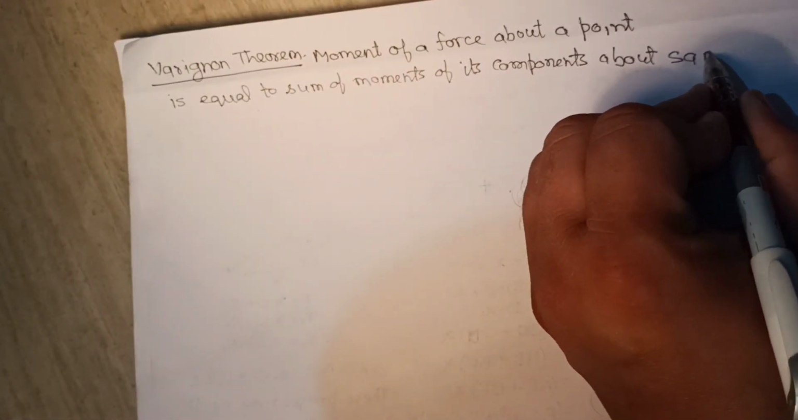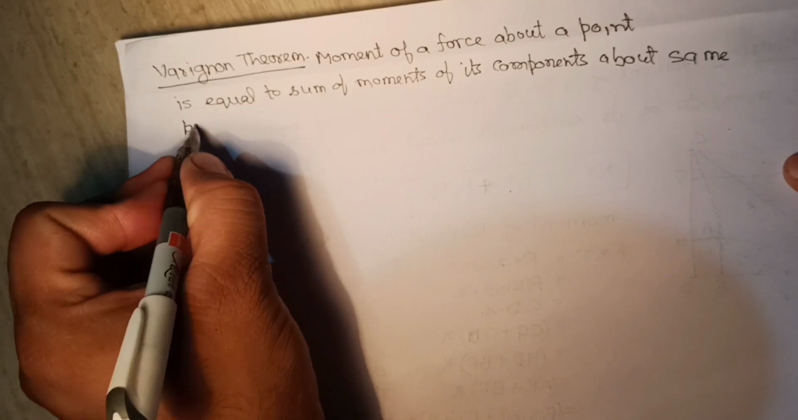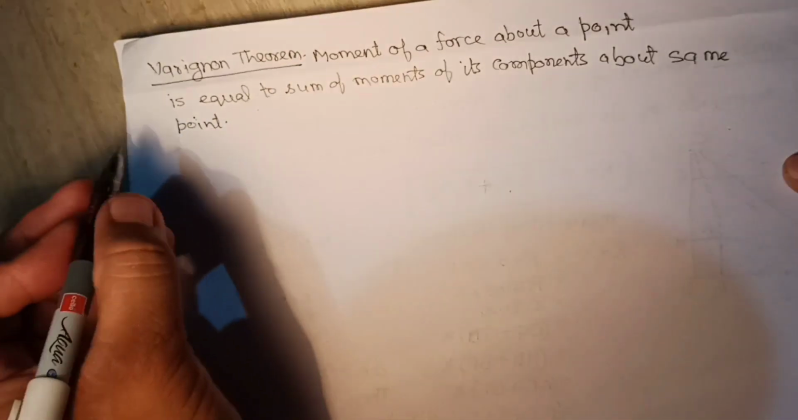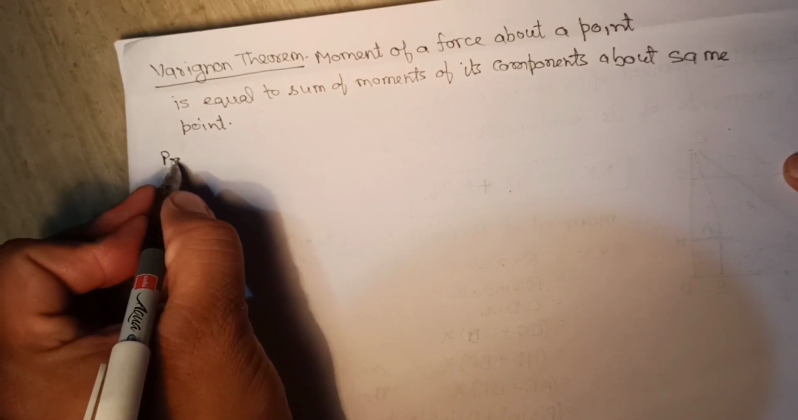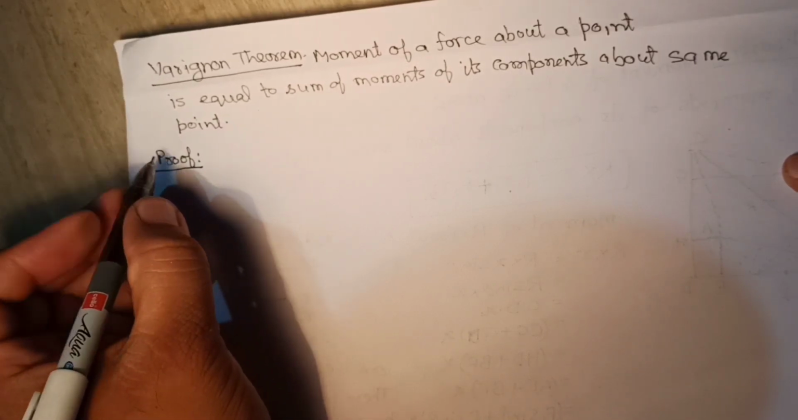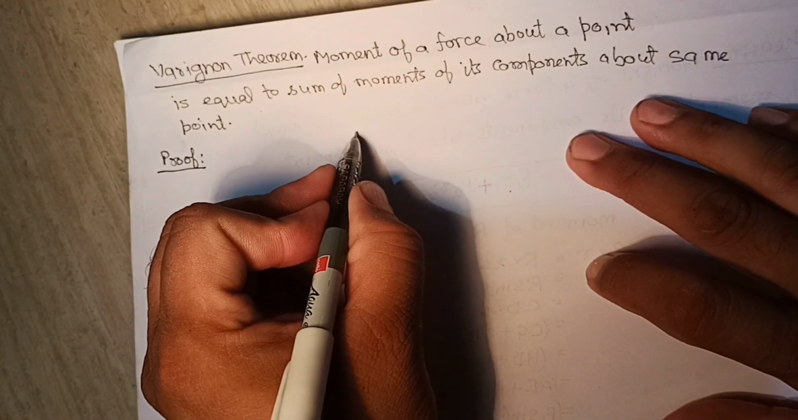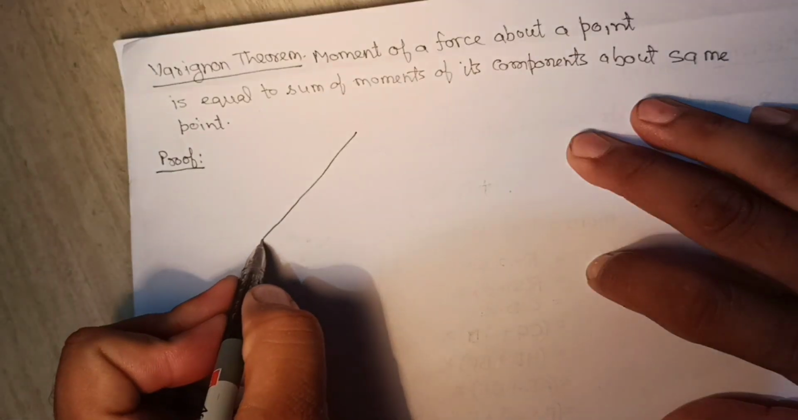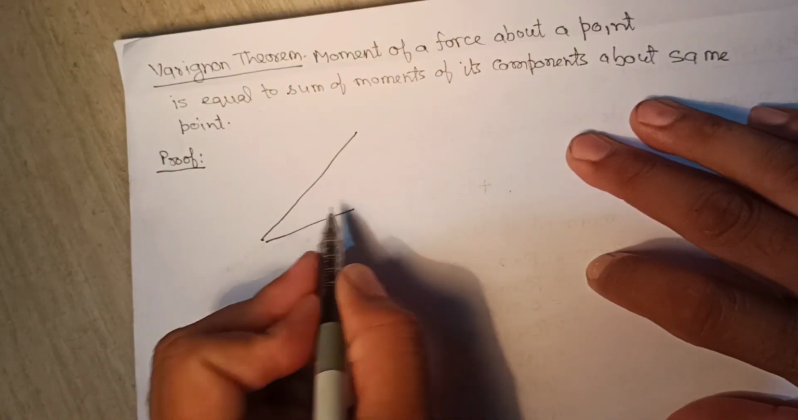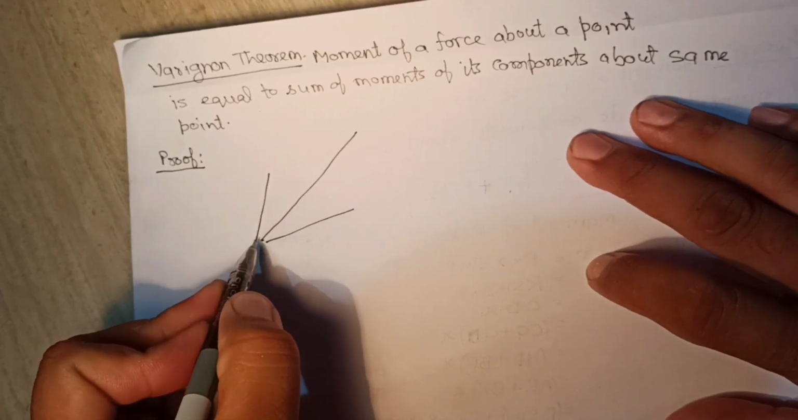Mathematically we can say capital R into small r equal to F1 R1 plus F2 R2, where capital R is the resultant force, F1 and F2 are its components. Small r is the perpendicular distance of line of action of resultant force from the point, and R1 and R2 are the perpendicular distances of its components.